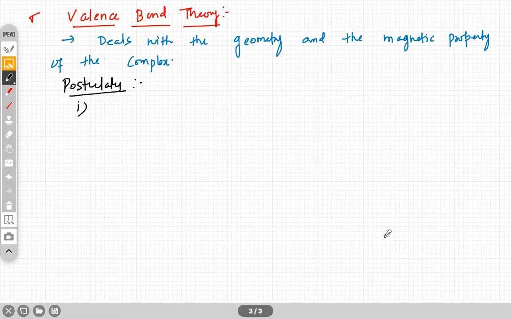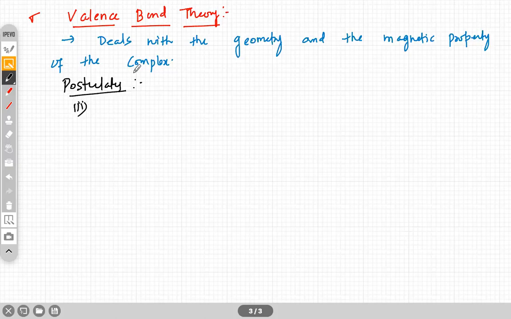So it is very much similar to valence bond theory in simple compounds. Depending on the coordination number, the central metal atom has an equal number of vacant s, p and d orbitals. These orbitals form hybrid orbitals together. This is the same till here. Now the difference is the third point.